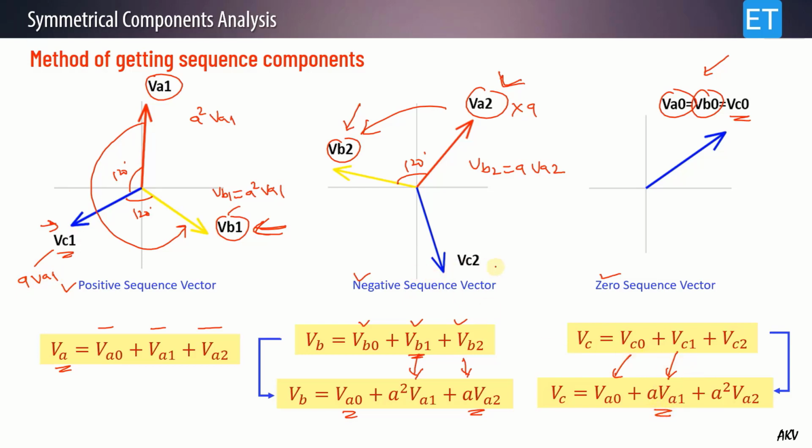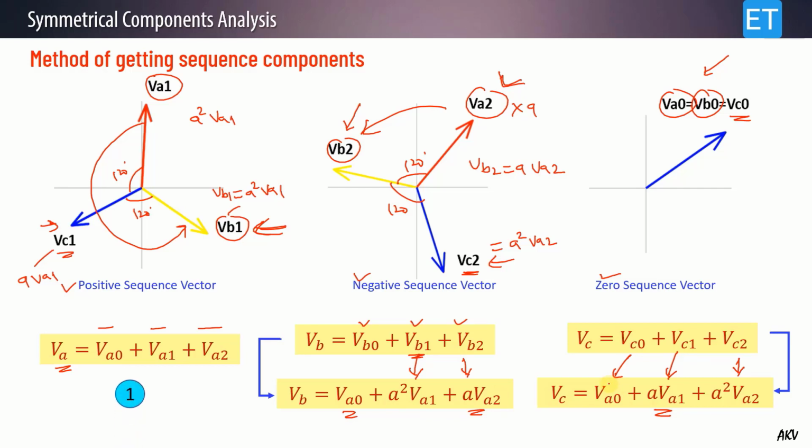And now VC2, this vector. So this is VC2. Now represent this blue in terms of the red. This is a total 240 degree rotation, so you have to multiply VA2 with A square. So VC2 equal to A square VA2. Now you can see that all B and C components are also written in terms of the A components. That makes our analysis simpler.